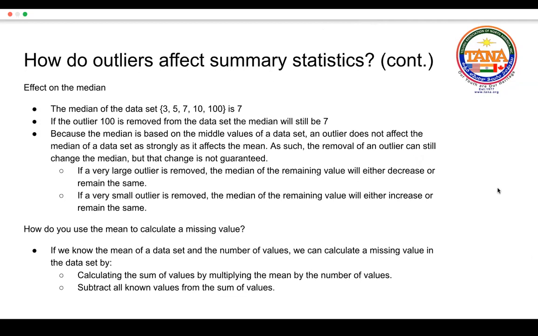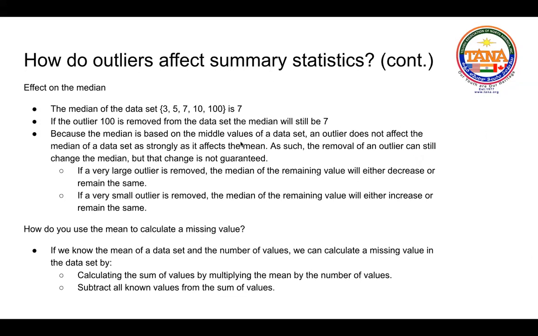So how do outliers affect summary statistics, continued? The effects on the median. The median of the data set 3, 5, 7, 10, and 100 is 7. If the outlier 100 is removed from the data, the median will still be 7. Because the median is based on the middle values of a data set, the outlier does not affect the median as strongly as it affects the mean. As such, the removal of an outlier can still change the median, but that change is not guaranteed. If a very large outlier is removed, the median will either decrease or remain the same. And if a very small outlier is removed, the median of the remaining values will either increase or remain the same.